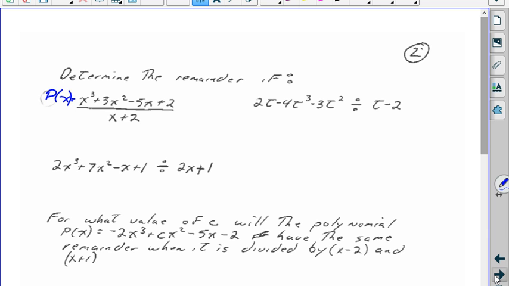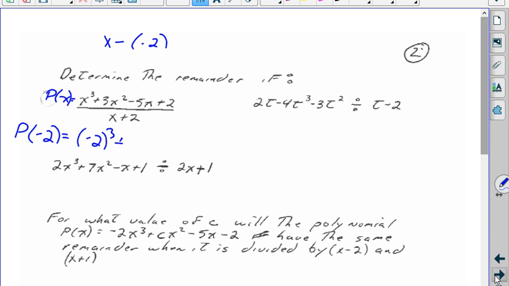Negative 2, the 0 of that function. The other way, I use the 0, but we're actually evaluating it at the 2 at the end, because it's always x minus. I like using the 0. So we want to evaluate p at negative 2.